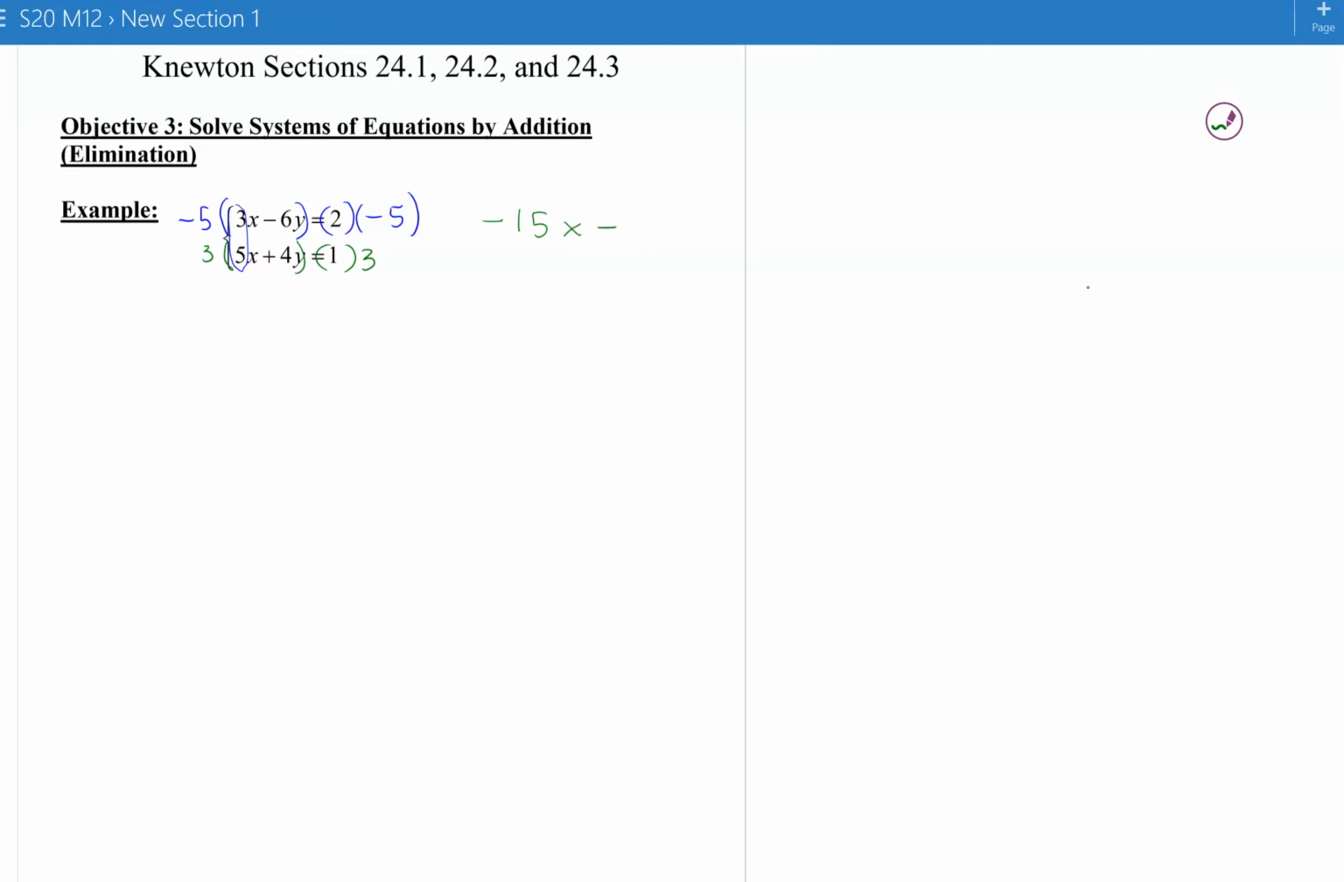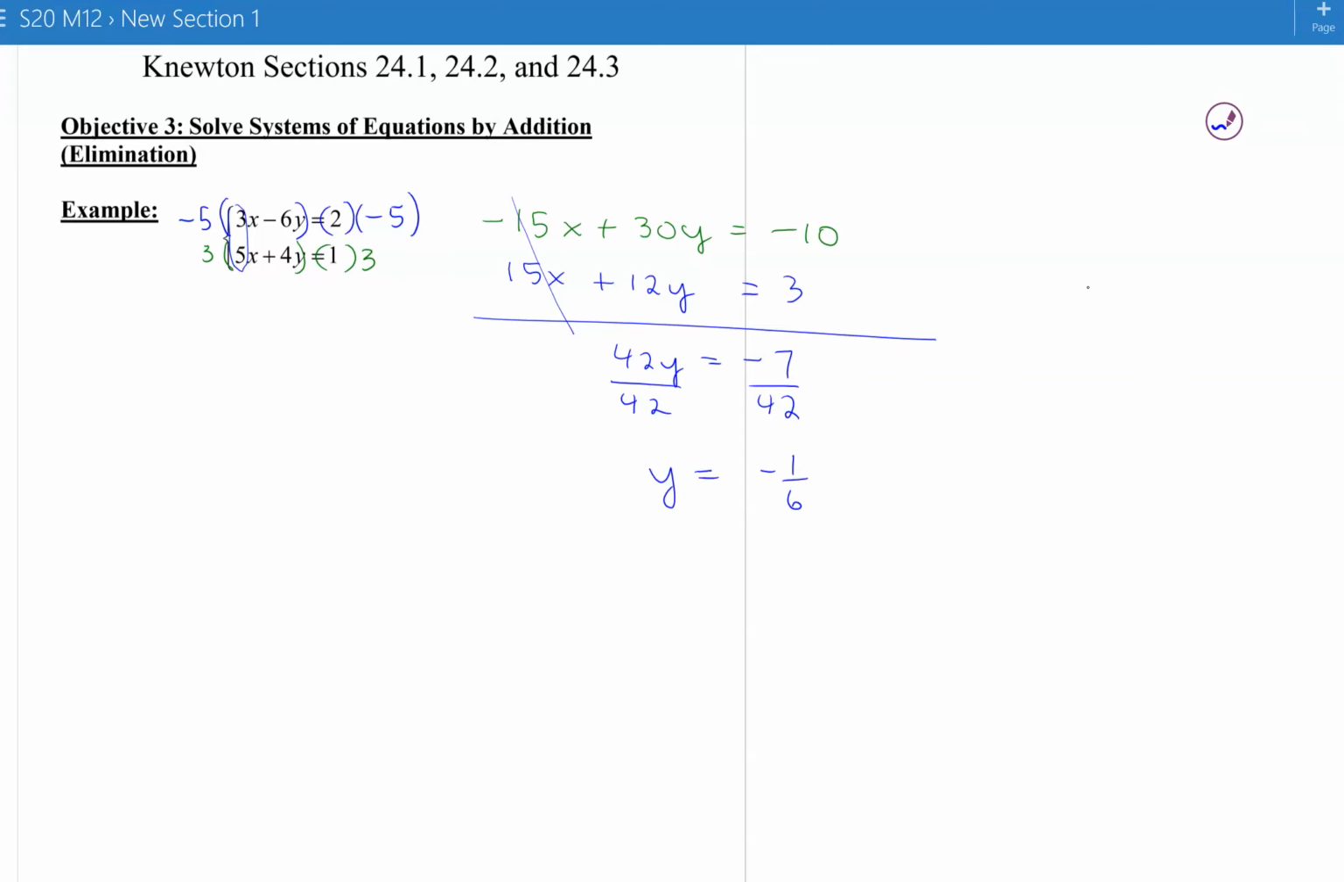So -15x plus 30y equals -10. And then 15x plus 12y equals 3. So the x's are going to cancel. I'm going to get 42y equals -7. Divide by 42 and get y equals -1/6. Nobody promised you integer answers.